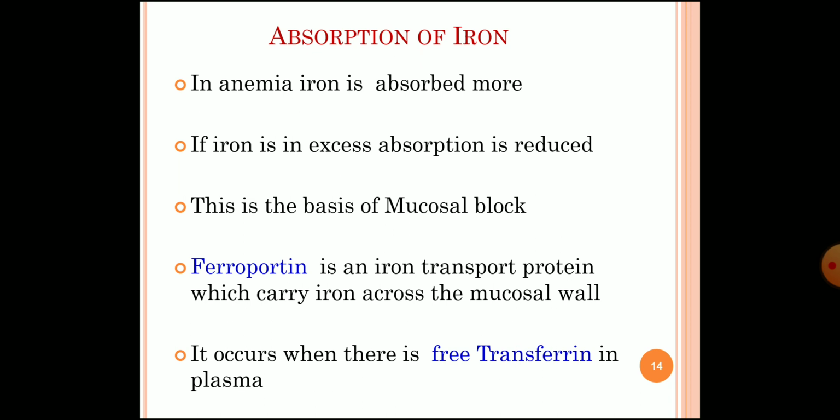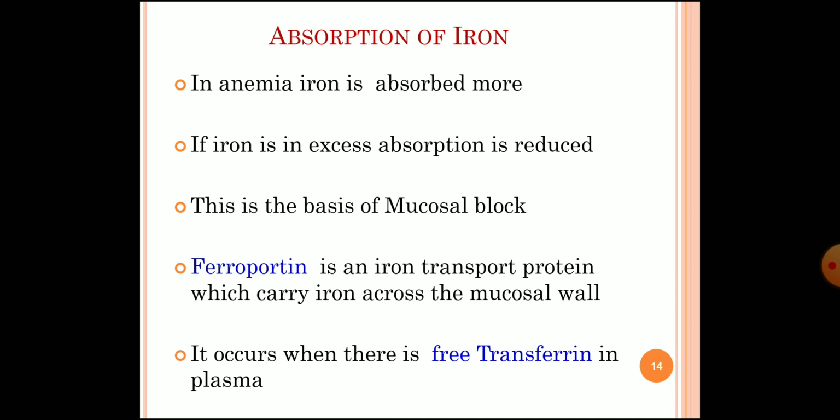Ferroportin is an iron transporter protein, which we have explained already, which carries iron across the mucosal wall. It occurs when there is free transferrin in the plasma. So what is transferrin? It is a transport protein of iron. In the blood, iron is transported in the form of transferrin. Whenever the level of free transferrin is high, then the ferroportin is released from the mucosal wall.